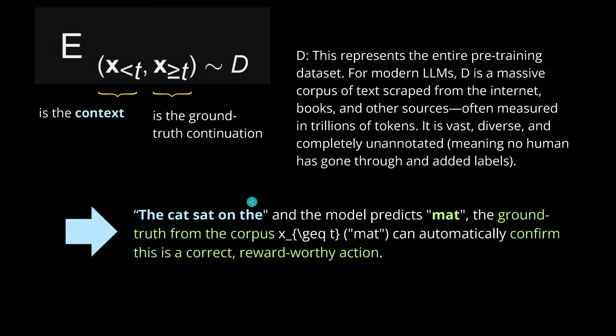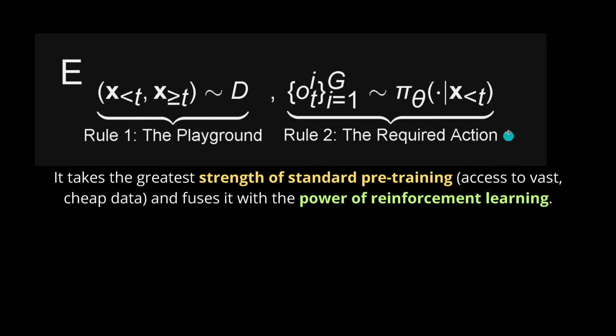Let me give you an example. The cat sat on the, and now the model predicts mat. And the ground truth from the corpus, from the internet, can automatically confirm that this is a correct, reward-worthy action. So if you think everything on the internet is true and correct, beautiful, then we achieved something. Then the authors tell us, hey, this is great, because it takes the greatest strength of standard pre-training. This means we copied the internet for cheap data and fuse it with the power of the reinforcement learning we have been optimizing since 2017. So if everything on the internet is true and we have grounded truth, then we do have now a reinforcement learning process for the pre-training of our new models.